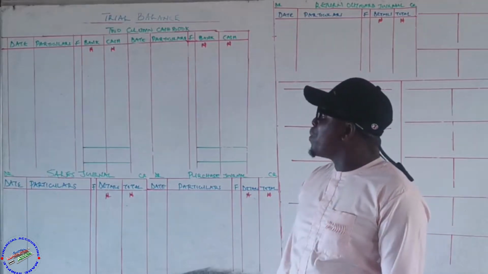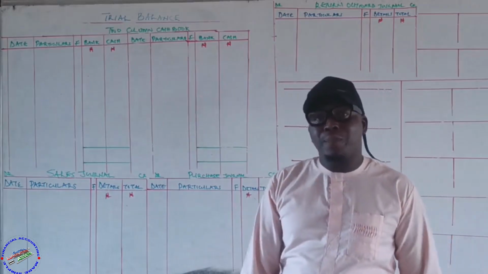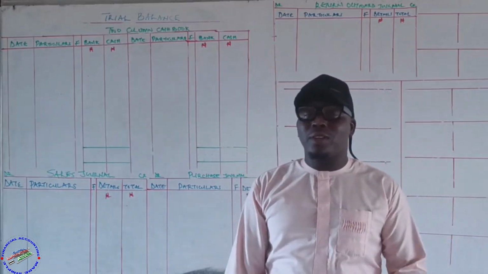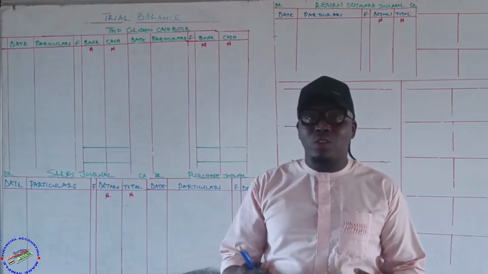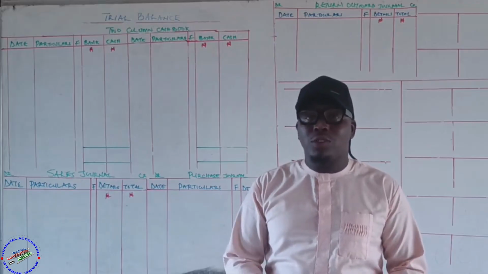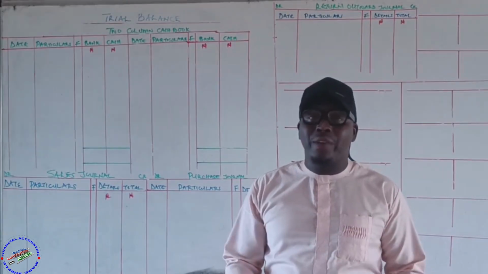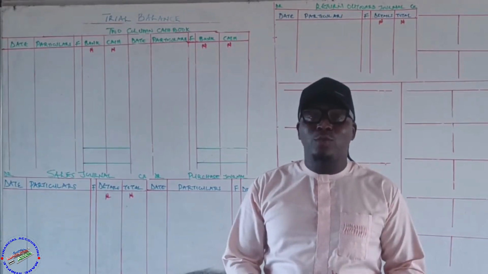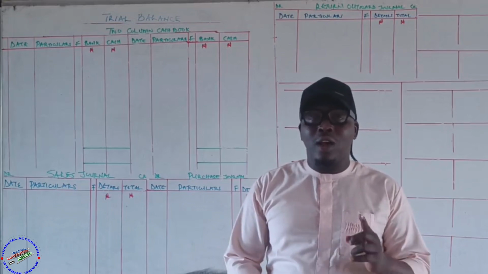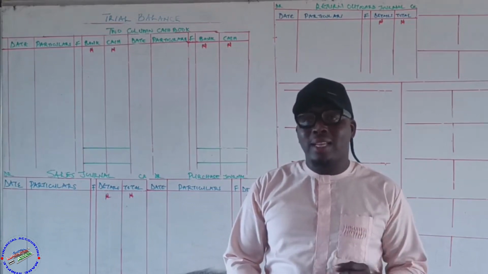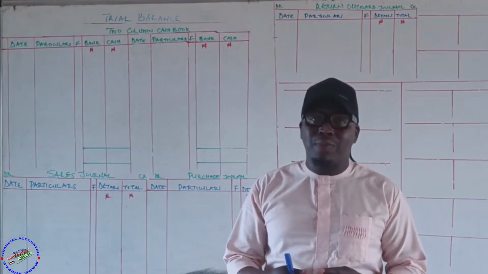Today, we'll be concluding on trial balance. We'll be looking at the other part of the question, which I mentioned in the first video. I said there are two ways at which an examination question can come when it comes to trial balance. The first way is when you are given the ledger balances and you are asked to extract the trial balance. In doing that, you have to be conversant with items of assets, liability, income or gain, and expenses.